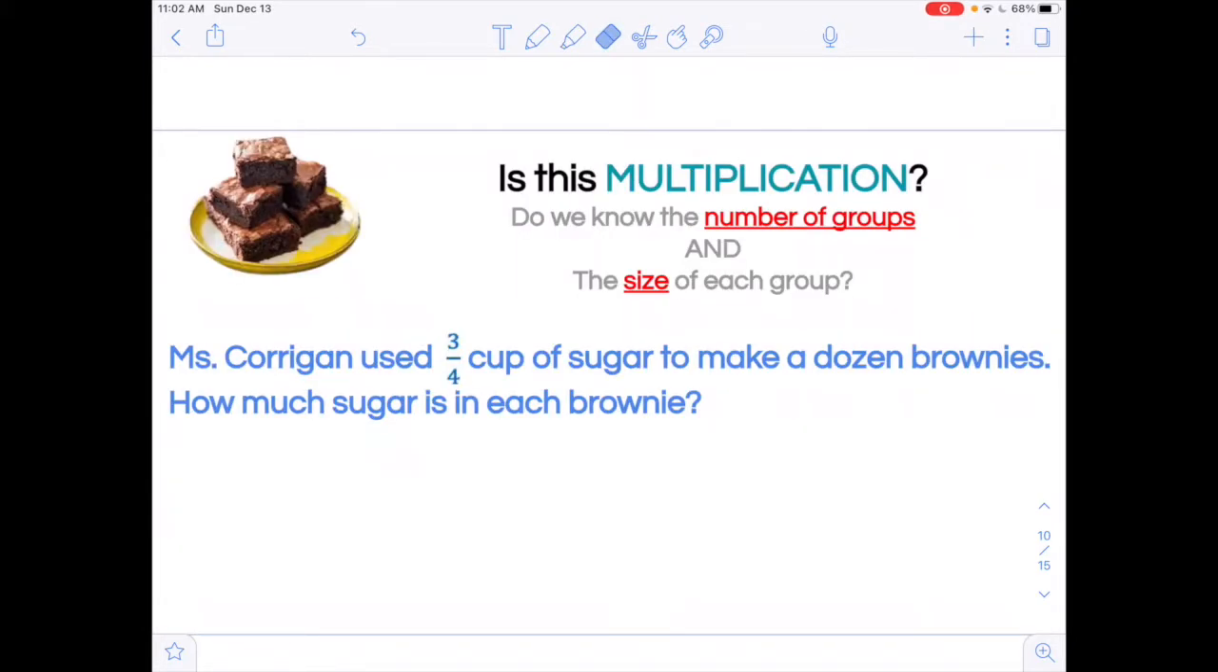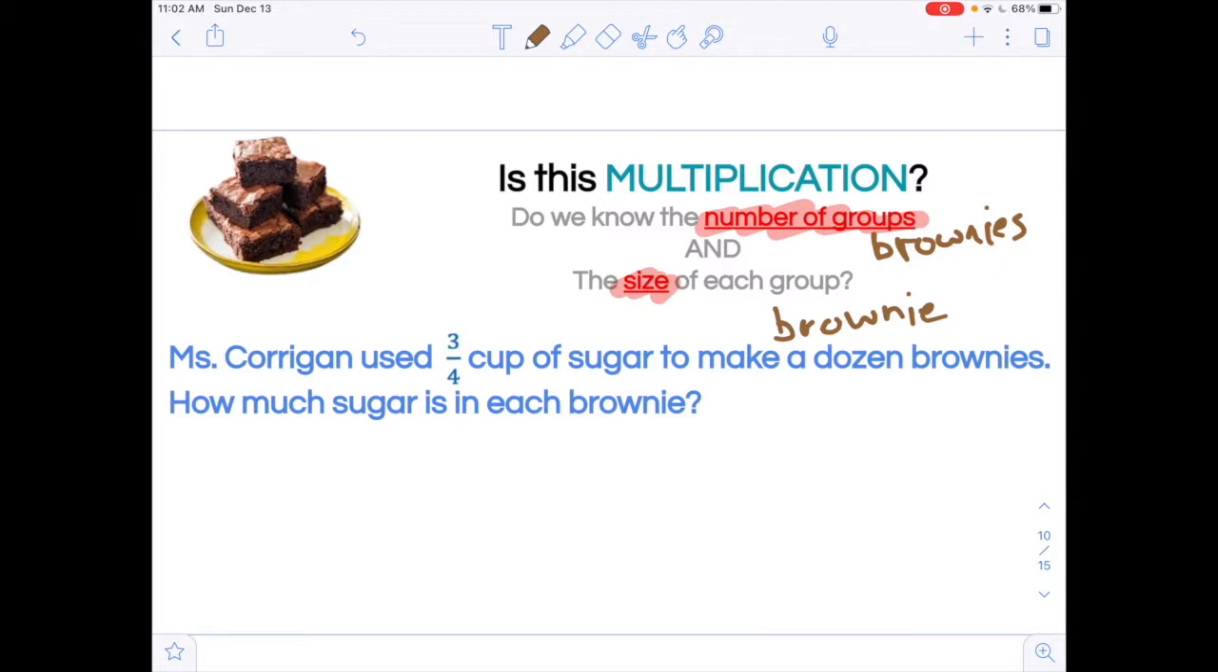Okay, if this problem is multiplication, we need to know two things. We need to know the number of groups, and we need to know the size of each group. In this case, the problem isn't about chairs, it's about brownies. So instead of the number of groups, we can call this the number of brownies, right? And we know the size of each brownie, okay? So let's take a look at this problem. Ms. Corrigan used 3/4 cup of sugar to make a dozen brownies. How much sugar is in each brownie?